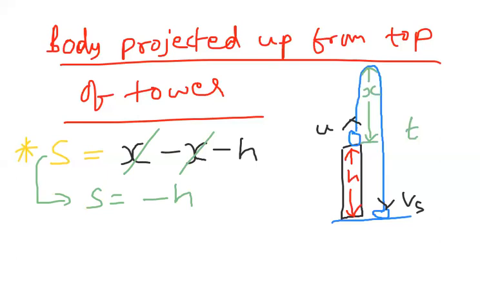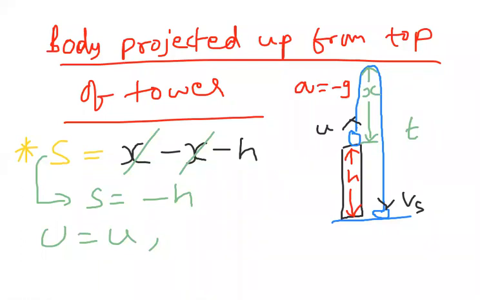Displacement is always the shortest path between the initial point and the final point, from here to here. It is taken as minus h, because the body is projected up. So s is equal to minus h. Okay, well done. Now what about the remaining values? The initial velocity is u. What is the acceleration? The body is projected up, so the acceleration is minus g.